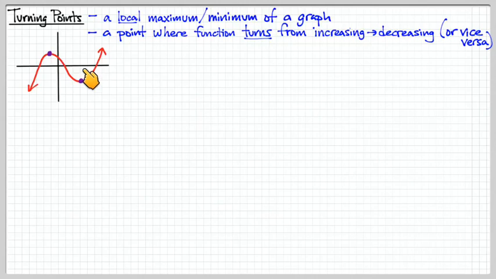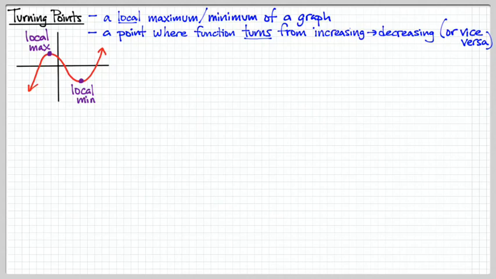A turning point is any sort of local minimum or local maximum here. We call this a local maximum because even though it's not the highest point, since this graph keeps going up and up and up, in this little region here, this is the maximum value. Just like in this little region over here, this is the minimum value.